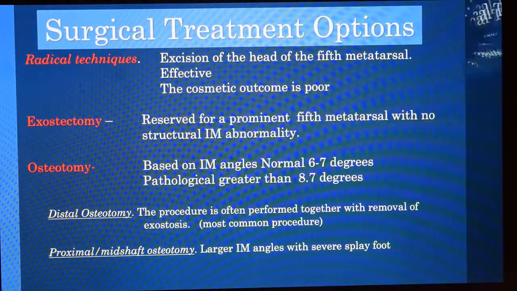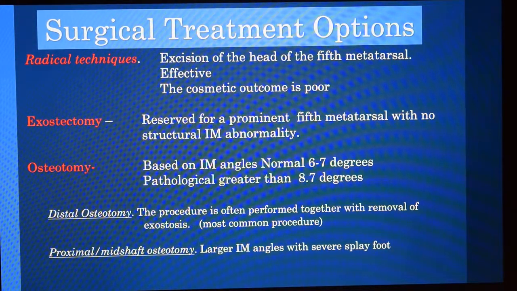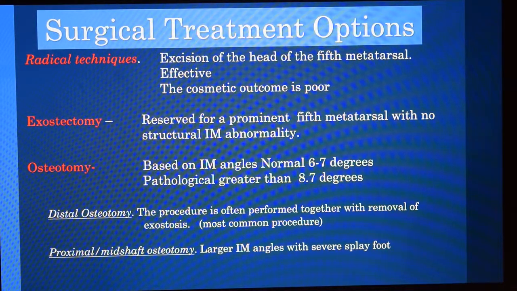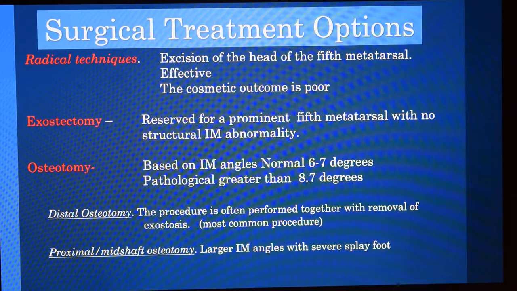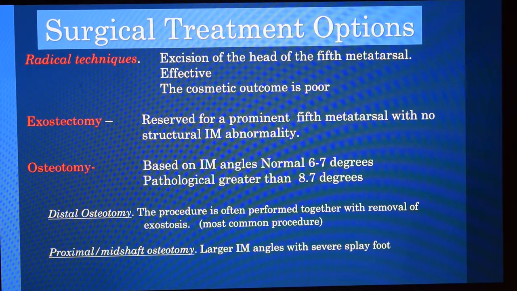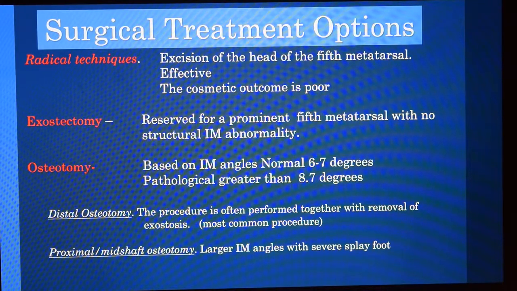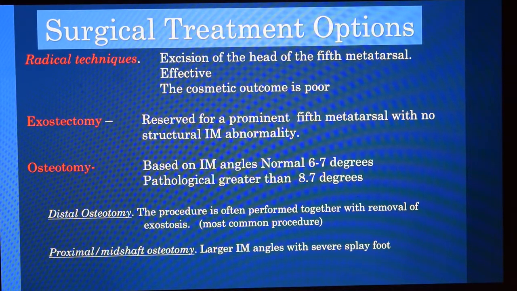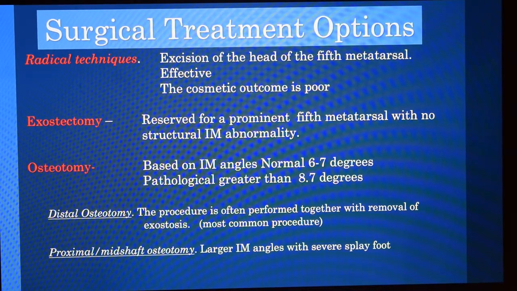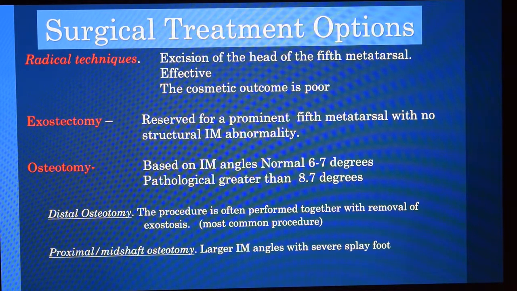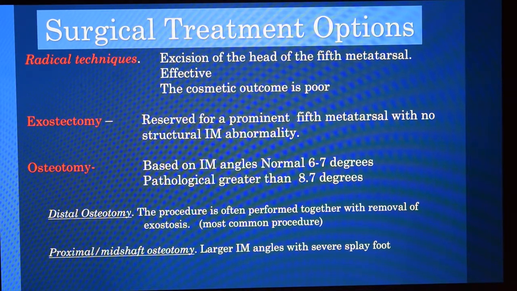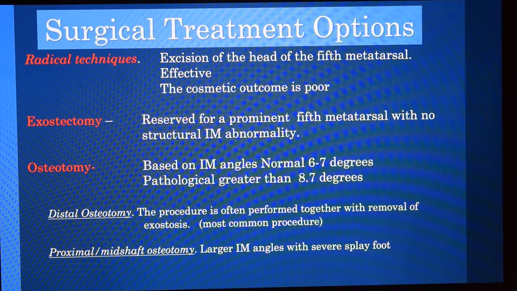Now our surgical options are kind of all over the place here. There are radical techniques, which would be the excision of the fifth metatarsal head. Now this is a very effective procedure, sometimes the most adequate procedure for a diabetic. However, the cosmetic outcome is usually very poor because it makes the toe retract back. And there's an exostectomy, which is basically reserved for a prominent fifth metatarsal with no structural IM abnormality.